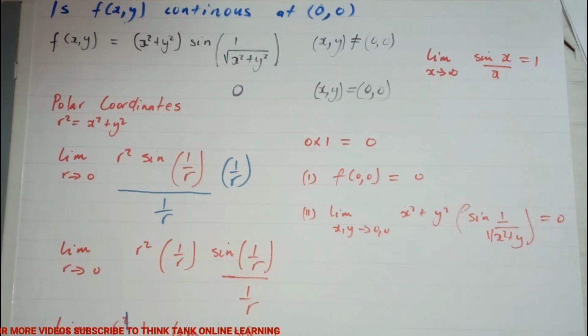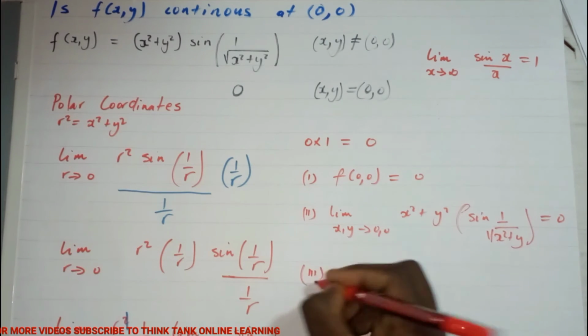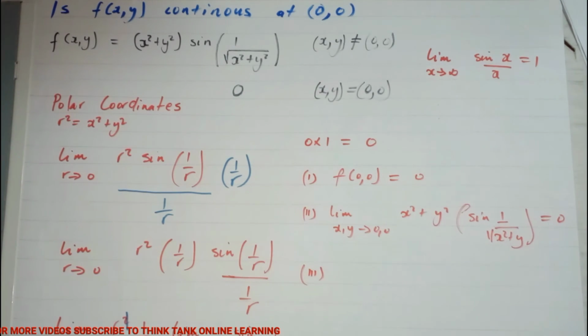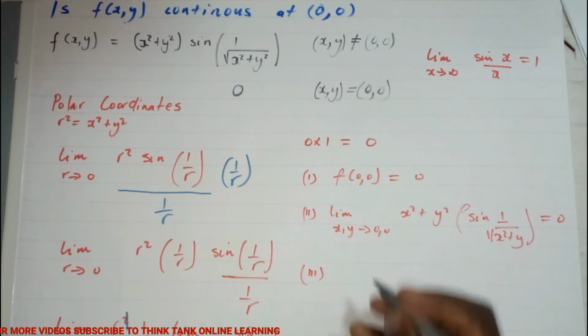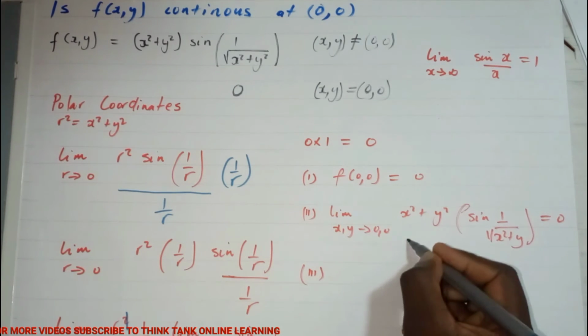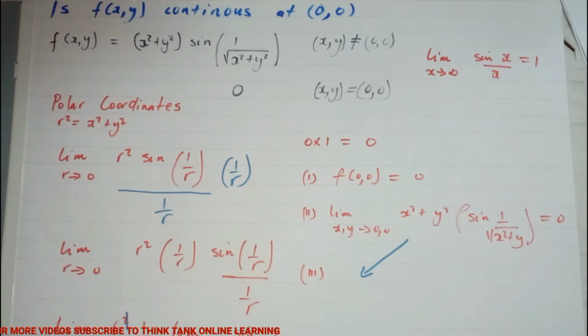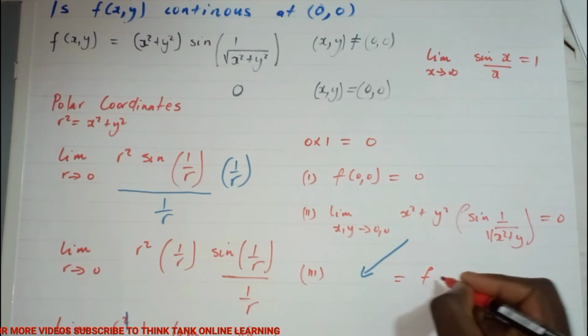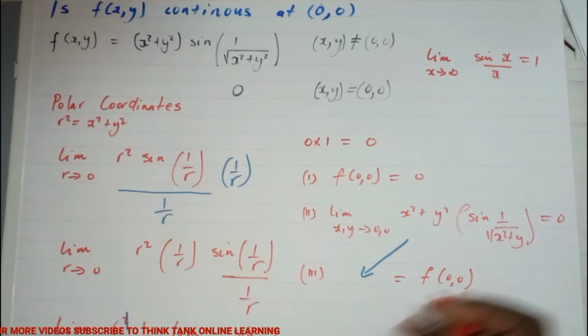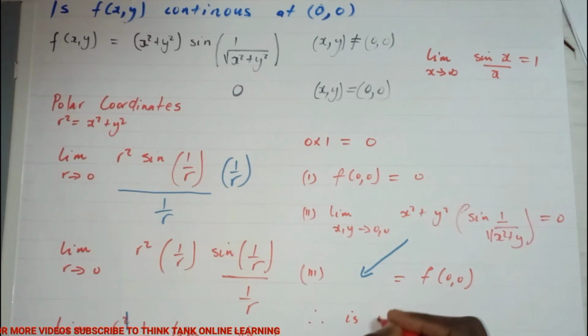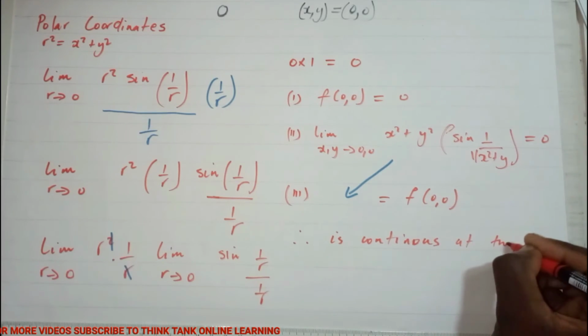Then what is our last condition? Since this limit, the limit here, is equal to f(0,0), therefore the function is continuous at this point.